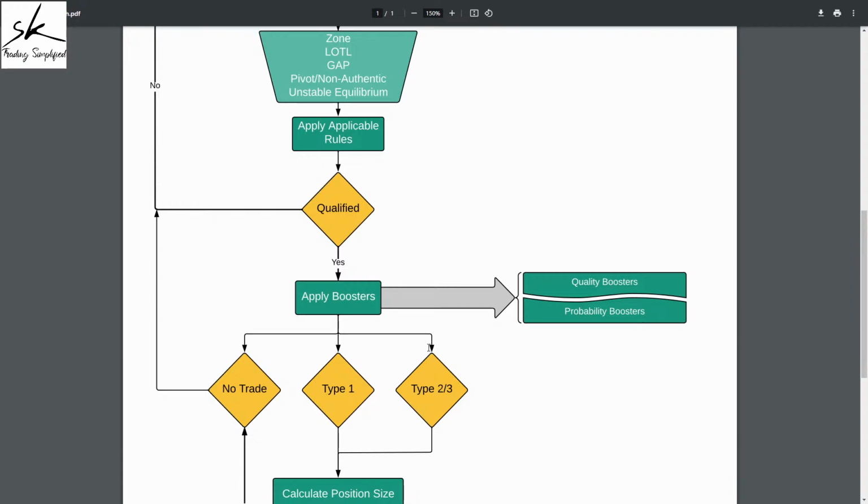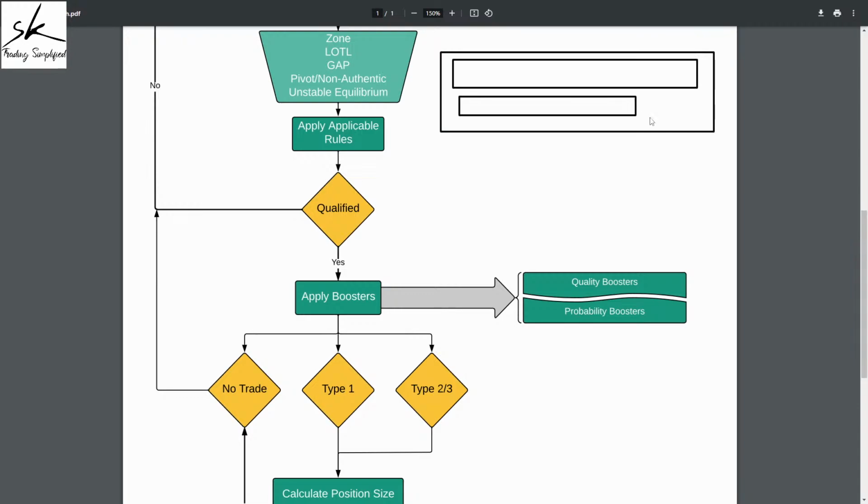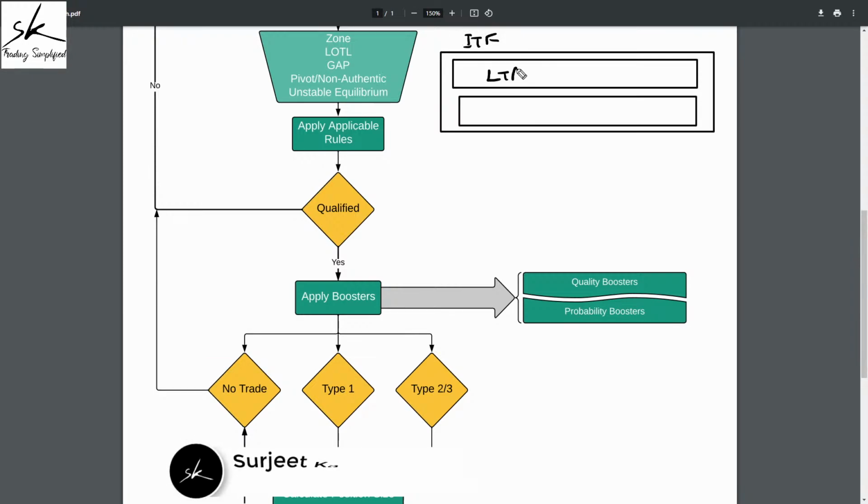zone or not. So the first thing we'll check is whether the zone is a case of level on top of level or not. So what do we mean by level on top of level? It's a very simple concept. If you have an intermediate time frame zone, and the same intermediate time frame zone divides into multiple zones on the lower time frame. So when your intermediate time frame zone, ITF, divides into multiple zones on the LTF, we call it a case of level on top of level.